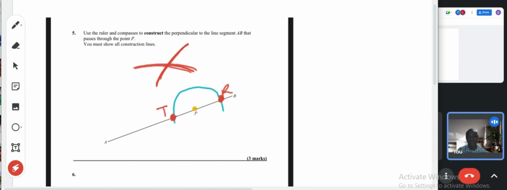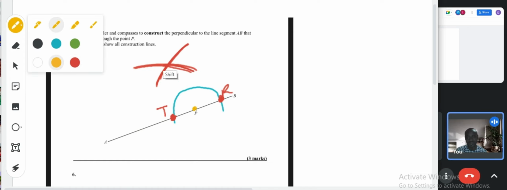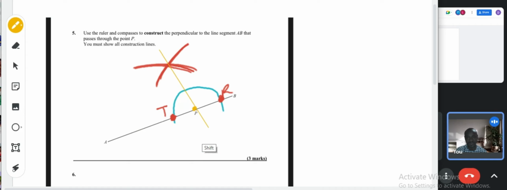Now get your compass again, place it at T, open it to a reasonable radius, and make an arc. Then place it again at R, open it to a reasonable radius, and make an arc. Now wherever the arcs intersect, you can join it to this line. That would be perpendicular. So this is the answer.